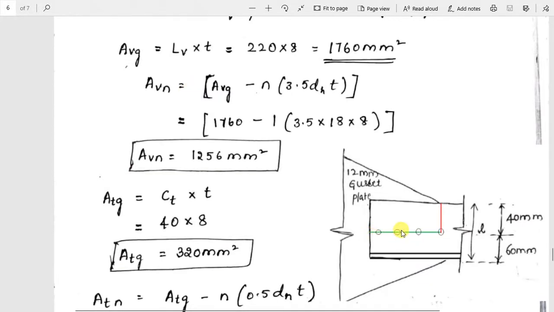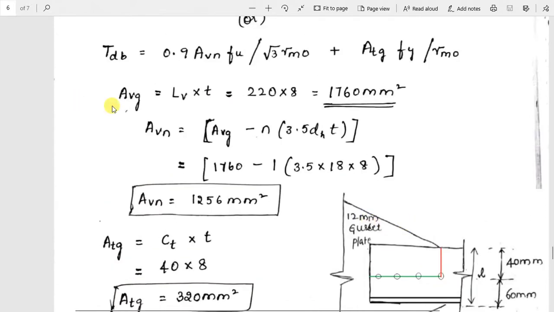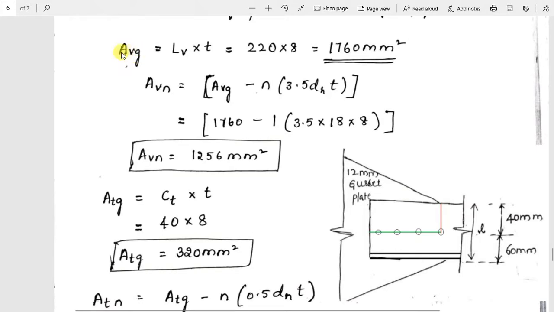If an angle or a plate is used where only one row of bolts is present, this is how block shear happens. So this portion will be separated as a block. So what is AVG? Gross area required in shear. So LV, once again it is LV into T. LV is nothing but the length of shear plane from this particular point till here. So pitch is 60 plus 60, 180. So edge is 40. So the total LV from this particular point till here will be equal to 220. Now the thickness of angle leg is 8. So that gives you AVG.